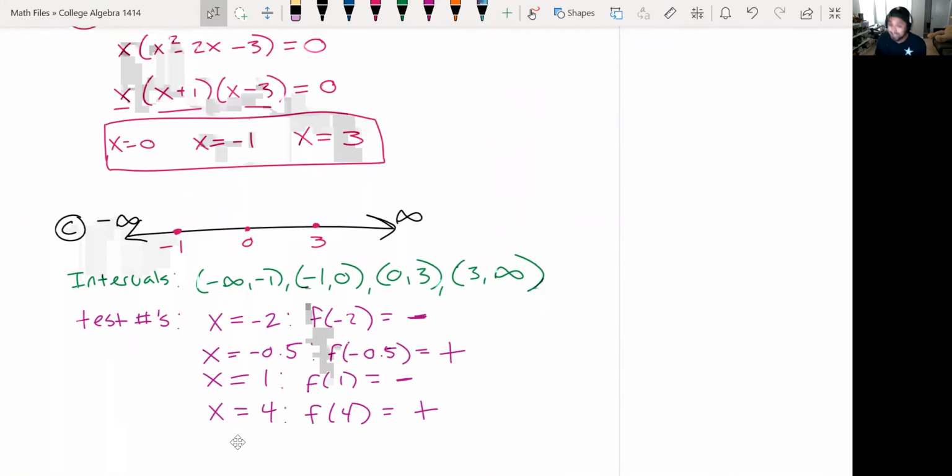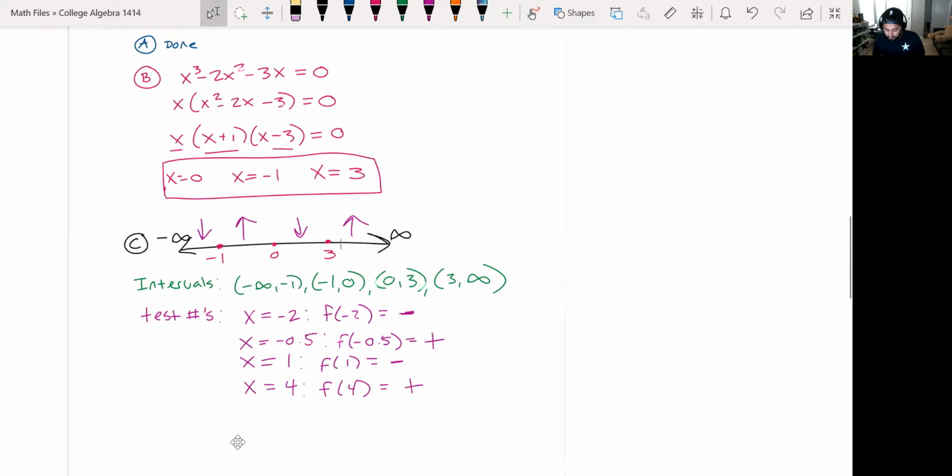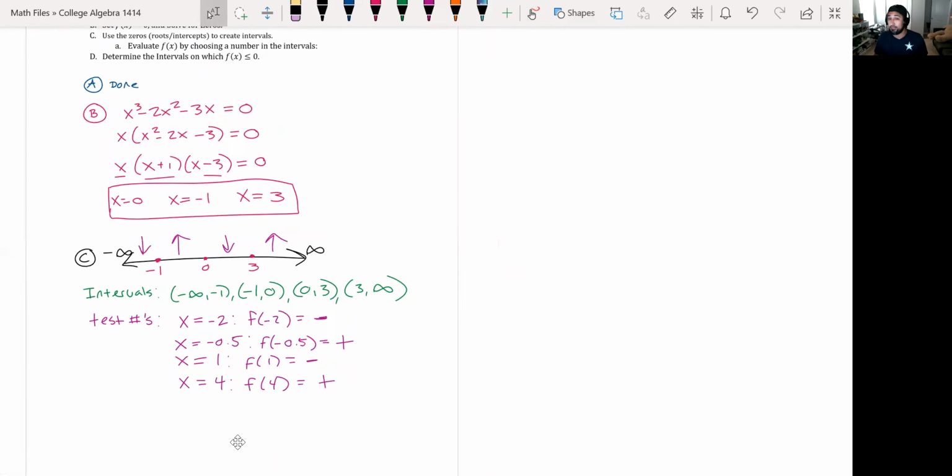The first sign is negative. This means that from negative infinity to -1, we are below the x-axis. The next sign is positive. This means from -1 to 0, we are above the x-axis. The next one, from 0 to 3, is negative, which means we are below. And the last one is positive from 3 to infinity, which means we are above. Now step C is done.